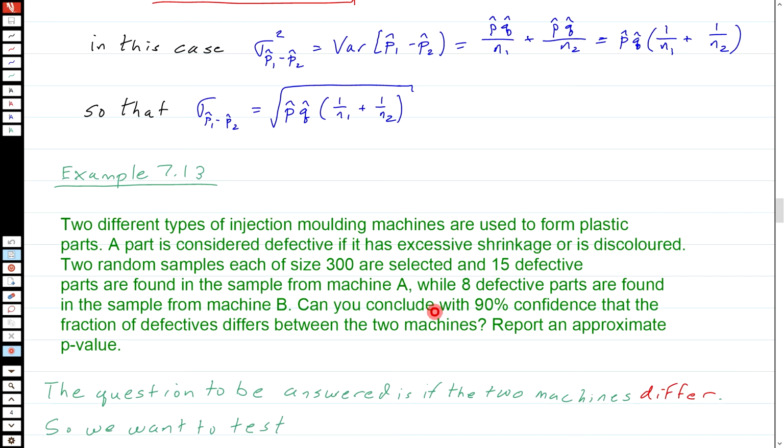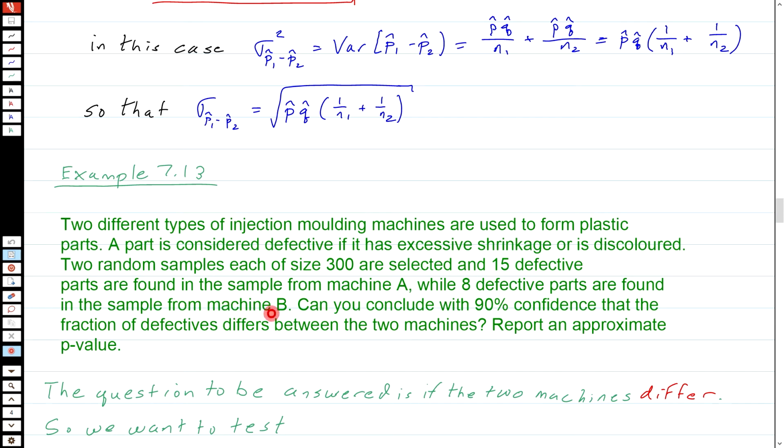Let's illustrate this with an example. Let's suppose two different types of injection molding machines are used to form plastic parts. A part is considered defective if it has excessive shrinkage or is discolored. Two random samples, each of size 300, are selected, and 15 defective parts are found in the sample from machine A, while 8 are found in the sample from machine B.